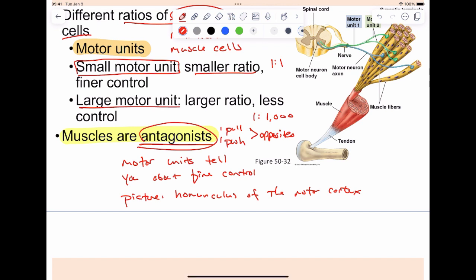The better control you have over your antagonists, the better control you have over your muscles. For your fingers, you have about half a dozen muscles in your forearm. You have the equal number on the other side of your forearm. And their job is to control where your fingers are.